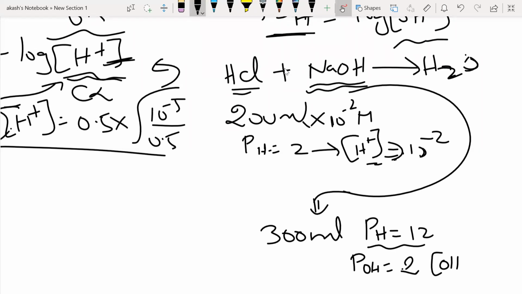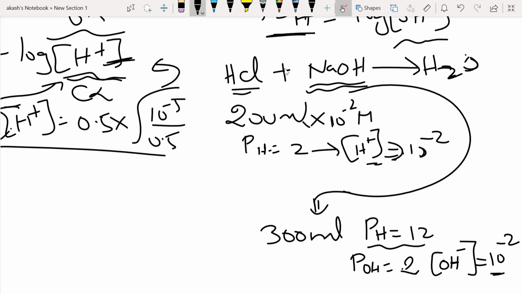Concentration of OH minus will be 10 to the power minus 2. Again, same thing. OH minus concentration is 10 power minus pOH, the same thing how we do for H plus. So 10 to the power minus 2. Now that's what I have here for also.